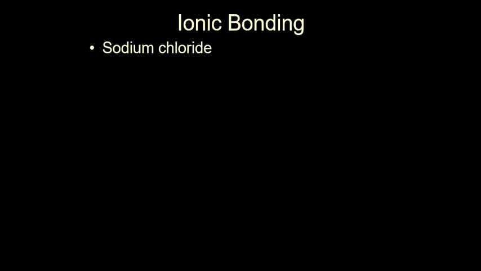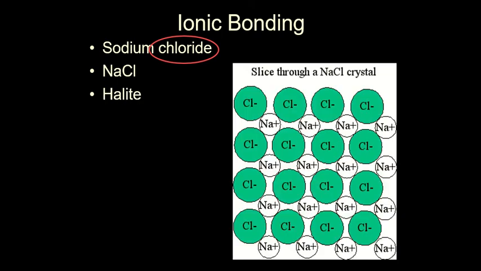Here is an example. Sodium chloride. So here you can see this is a chloride. There could be many chlorides. Its formula is NaCl, sodium chloride. It makes the mineral halite. This is a hypothetical slice through a sodium chloride mineral. Here is the negative chlorine and the positive sodium. The cation is the sodium and the anion is the chlorine.